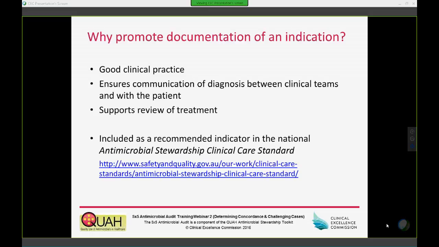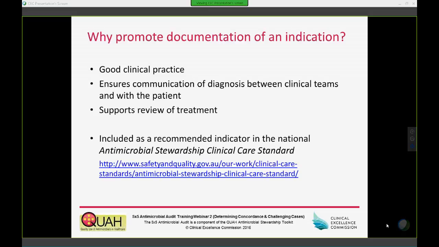It also supports review of treatment. So if you know what a patient has been prescribed their antibiotics for, then you're more likely to be able to determine whether it's appropriate for that therapy to be stopped or reviewed, or if they're on intravenous antibiotics, for that to be stepped down to oral antibiotics. If you don't know what the patient's been treated for, it's harder to prompt that review.